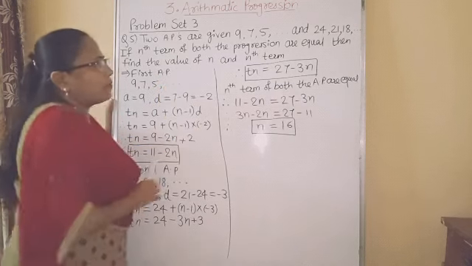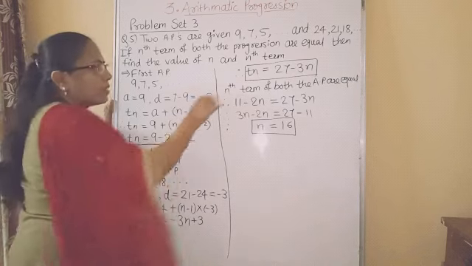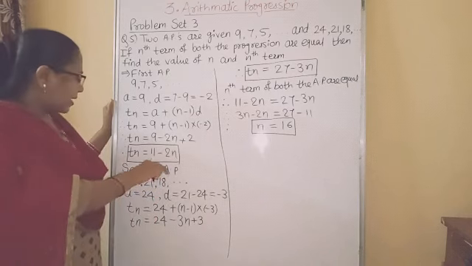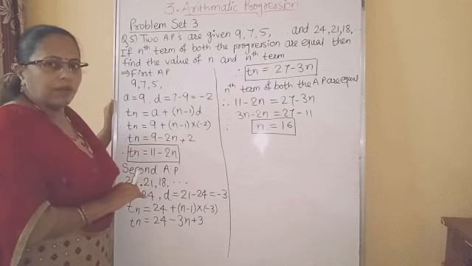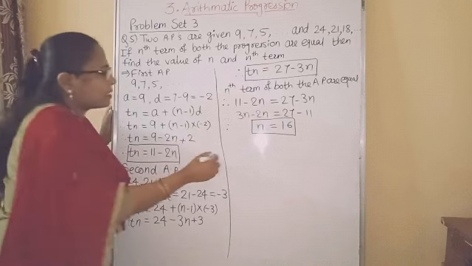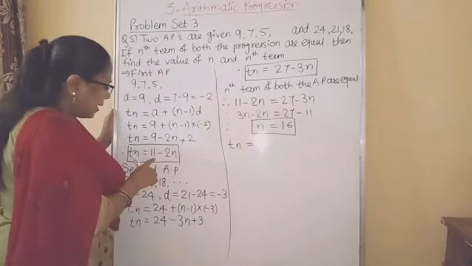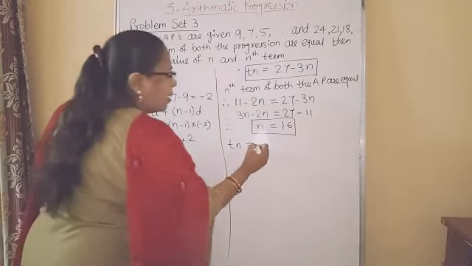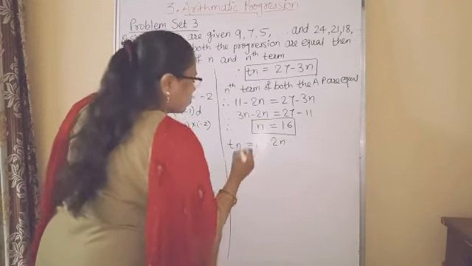Now we have to find out the nth term. As we know that the nth term of both the APs is equal, we can take any one formula of the nth term and then substitute the value of n. So Tn is equal to 11 minus 2n. So n is equal to 16.